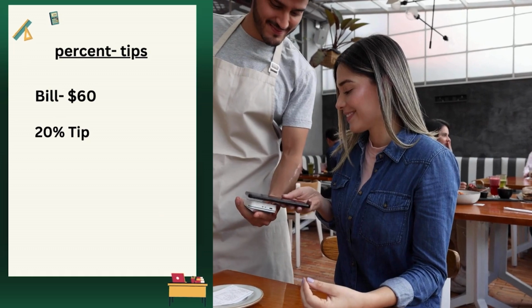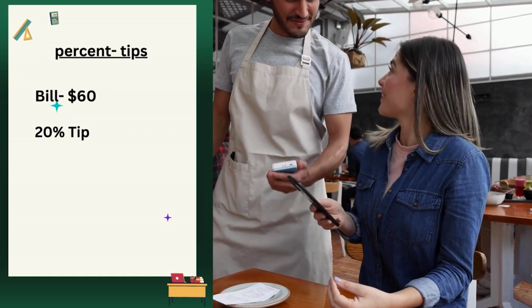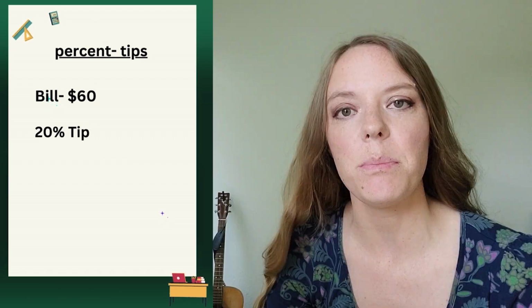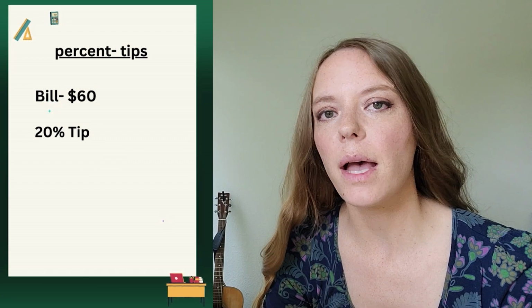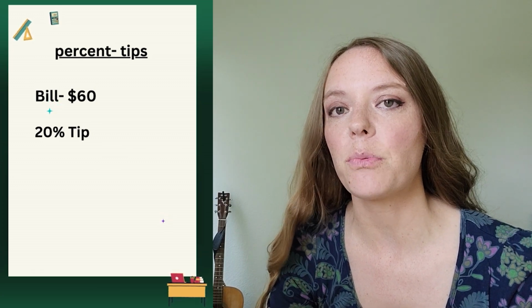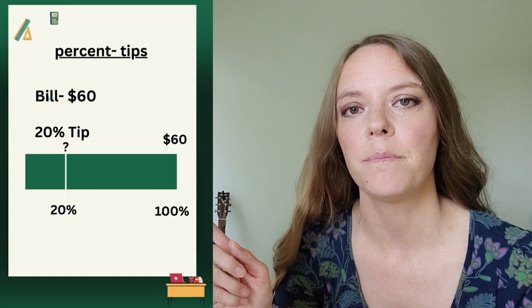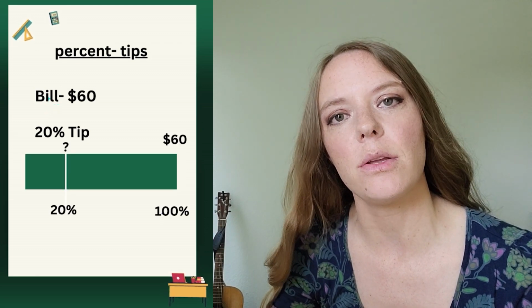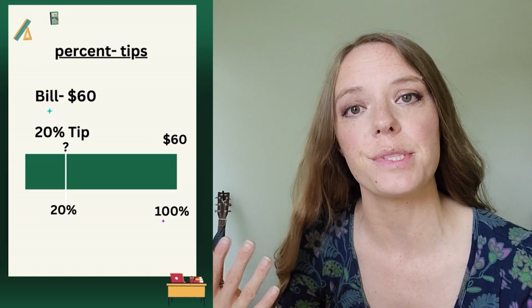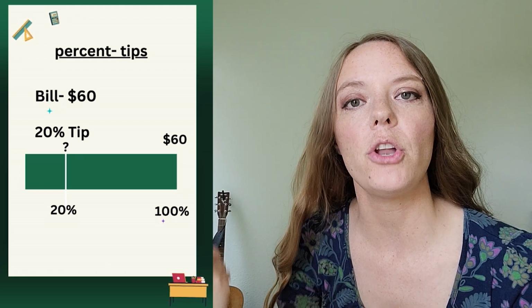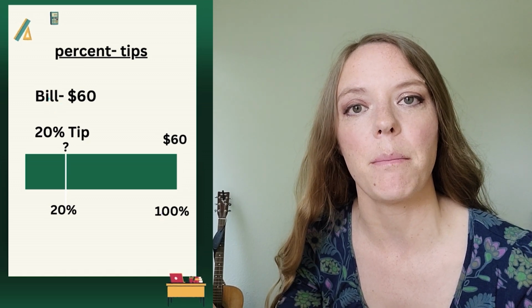So let's say you go to a restaurant and your total bill is $60 and you would like to give a 20% tip. So I really like starting this kind of math with some sort of a graphic or strip diagram. So here's mine. And it's just showing that 100% of the bill was $60, and we want to know 20% of that amount.